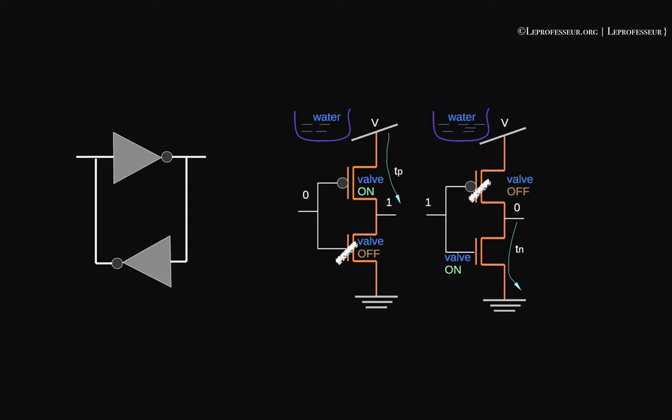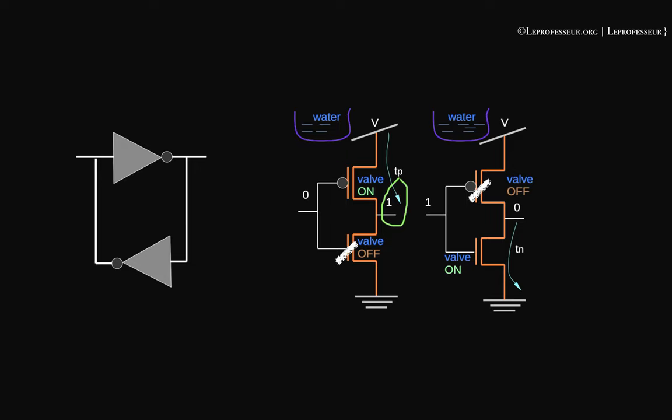Okay, so now another example, or another way of thinking about this scenario: think about the water analogy. At VDD you have a water tank, and you can think of the PMOS and NMOS as water valves. When you apply logical level 0 to the PMOS, the valve is open, and the valve is closed for the NMOS. So the water doesn't go down, and the water stays here at the output of inverter 1.